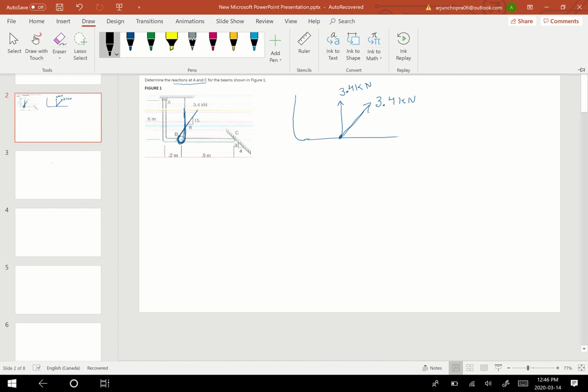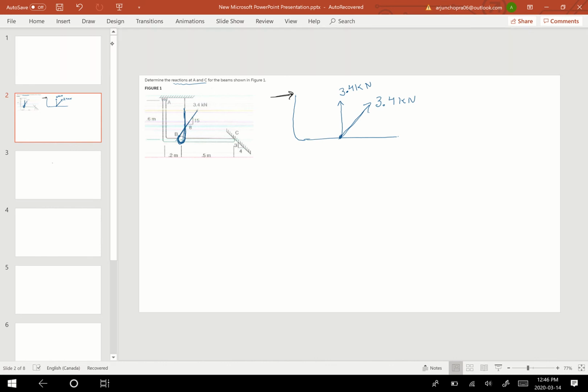So reaction loads at point A, I can show in this direction. This is another one because this is a pin joint, so this will be RAX and RAY. Wherever there is a pin joint, we show X and Y components of the reaction load. And then there is a smooth surface at this end at point C.